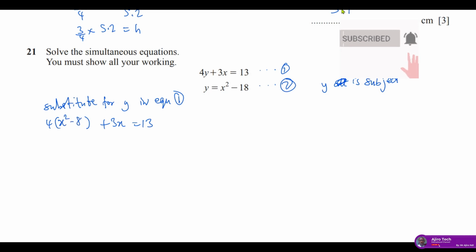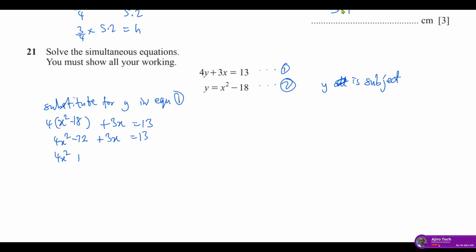X squared minus 18. So therefore, 4x squared minus 72 plus 3x is 13. I bring this one across. 4x squared plus 3x minus 72 minus 13 is 0. 4x squared plus 3x minus 85 is 0.